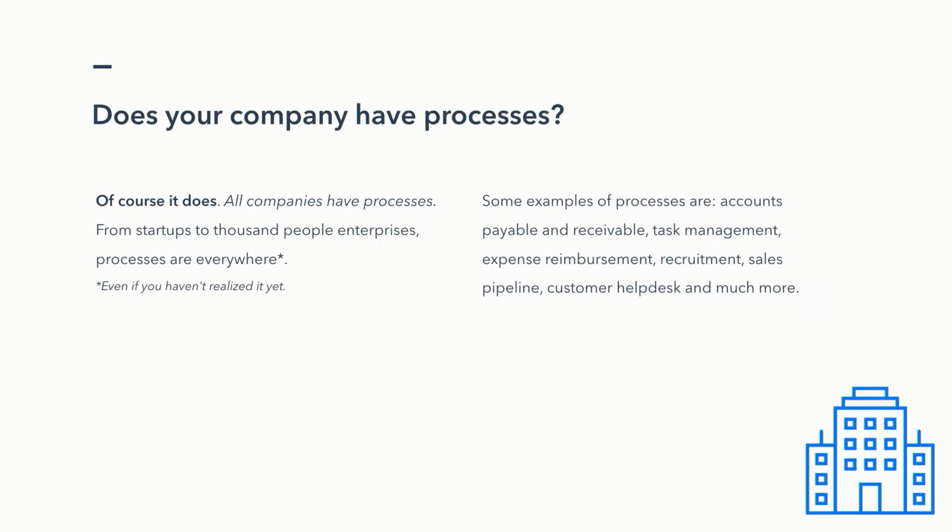Also, one question many people ask themselves is, does my company have processes? Of course it does. All companies have processes. From startups to 1,000-people enterprises, processes are everywhere, even if you haven't realized that yet. Some examples of processes are accounts payable and receivable, task management, expense reimbursement, recruitment, sales pipeline, customer help desk, and much more. Processes can be anything and have different levels of complexity, from simple things such as baking a pizza or filling up forms to more complex activities such as flying an airplane, assembling a car, etc.